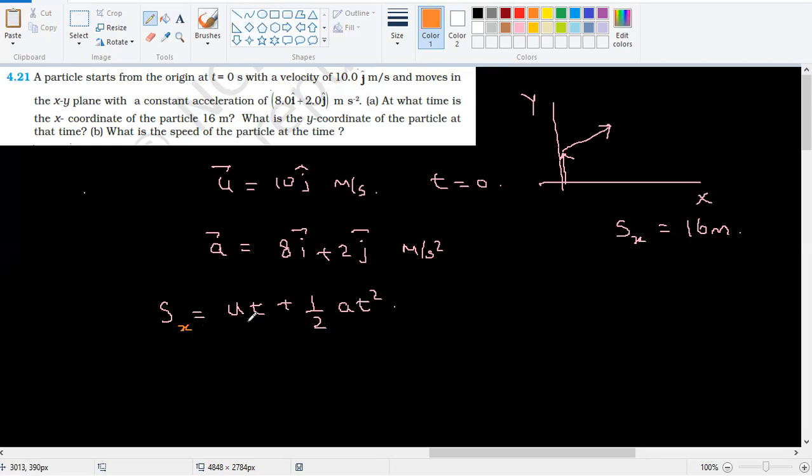Instead of doing it as x and y, I can do it as a vector. I will show both the methods. Both the methods will yield you the same result. So S vector is your displacement. So displacement has to be 16 meters in the x coordinate alone. So u is 10j into t plus half, acceleration is 8i plus 2j, t square.